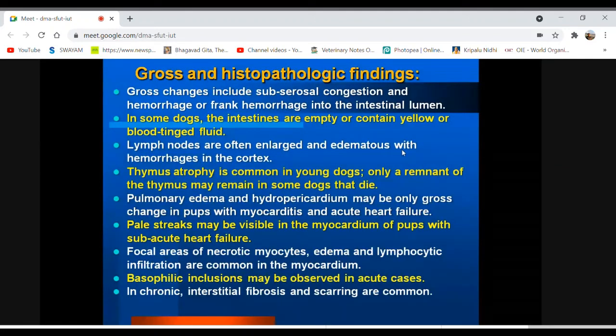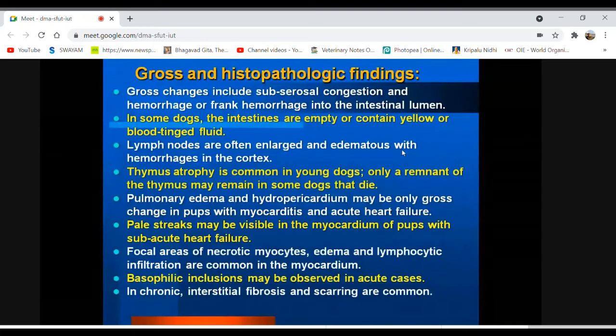Okay, and almost all the lymph nodes used to be affected, much enlarged and edematous with hemorrhagic lesions, and the thymus gland used to be atrophied. There may be pulmonary edema and hydropericardium. In cases where there is involvement of the heart, causing acute heart failure, pulmonary edema and hydropericardium are very common.